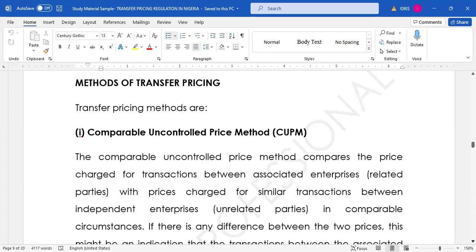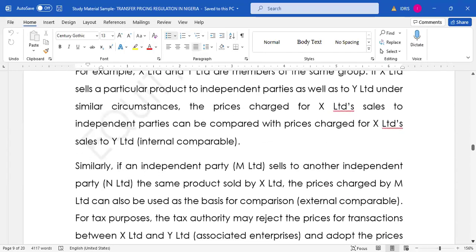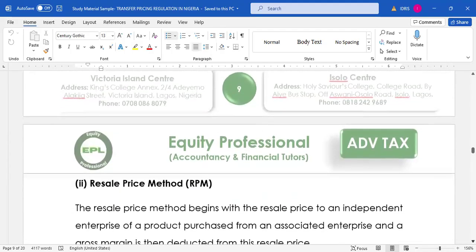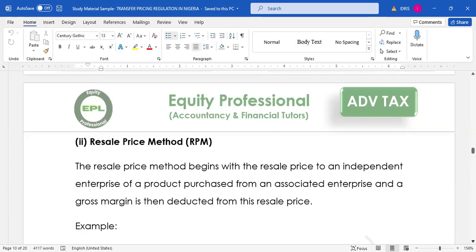That is the comparable uncontrolled price method. Now, in the resale price method, if A wants to transfer goods to B, how much is the selling price A is selling that good at? The selling price A is selling that good to other customers outside is what we are going to use to transfer the good to B, because A and B are related. How much if A wants to sell the good to an external party? That amount will be the transfer pricing price.